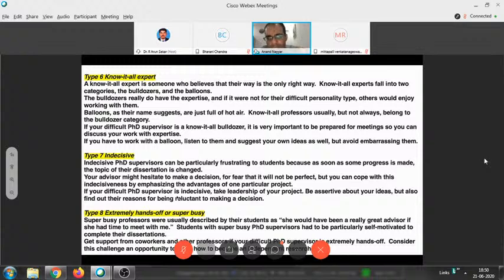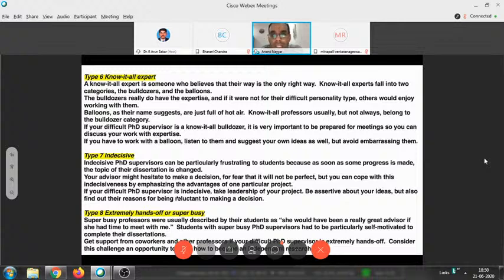Now type 7 is called indecisive. If you have a difficult PhD supervisor who is indecisive, you have to take the leadership of the project. Be assertive about your ideas and always find the reasons. He will ask you, why this? And that's the reason this guide will make you do 3 PhDs in 1 PhD.